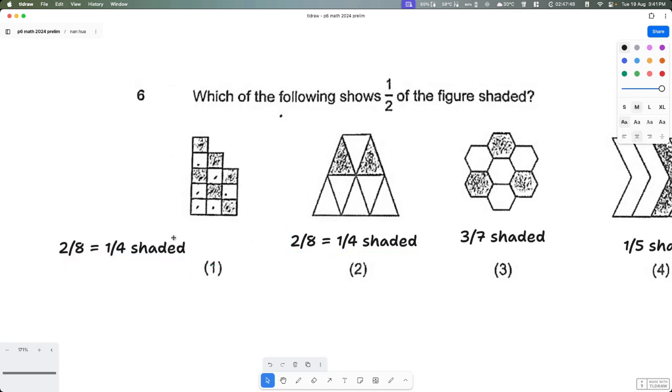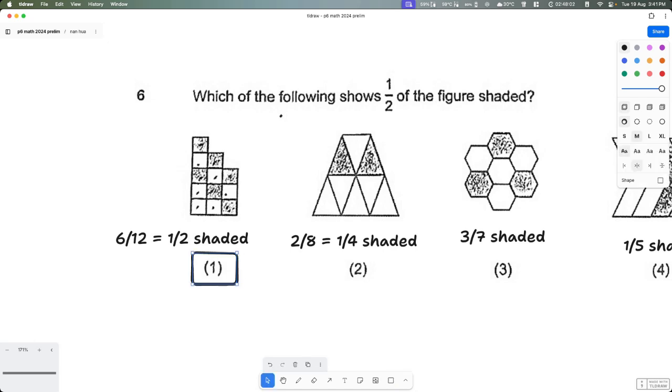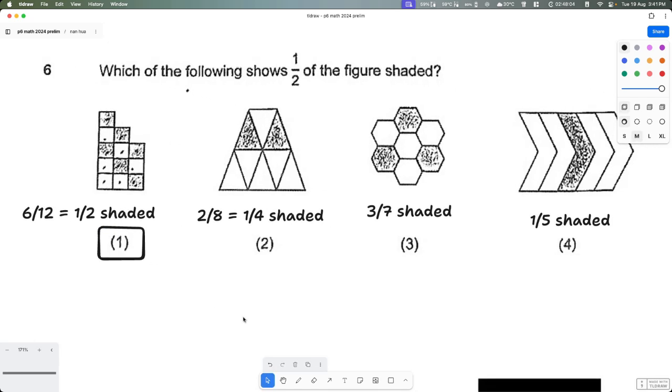Last one, this one. It's 1, 2, 3, 4, 5, 6, and then 7, 8, 9, 10, 11, 12. If we simplify, it should be half. The answer is option number 1. There you go. That's the answer. All right, let's move on to the next question.